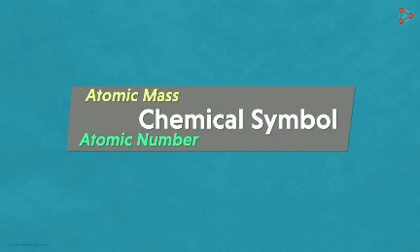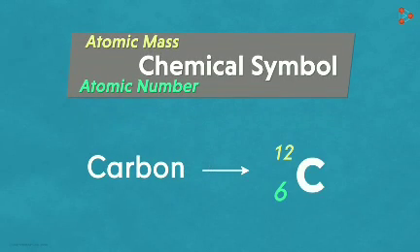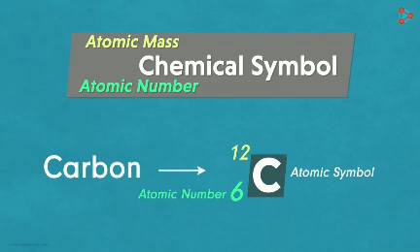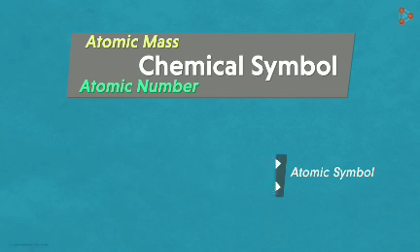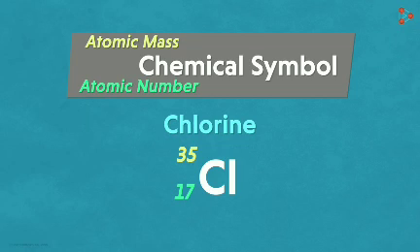Now, how do we represent a simple element like carbon? That's right, something like this. The atomic symbol, that is C, followed by the atomic number 6 and atomic mass 12 at the respective places. Now, what if it's another element, say chlorine? Something like this maybe? Yes, one type of chlorine atom can be represented like this.